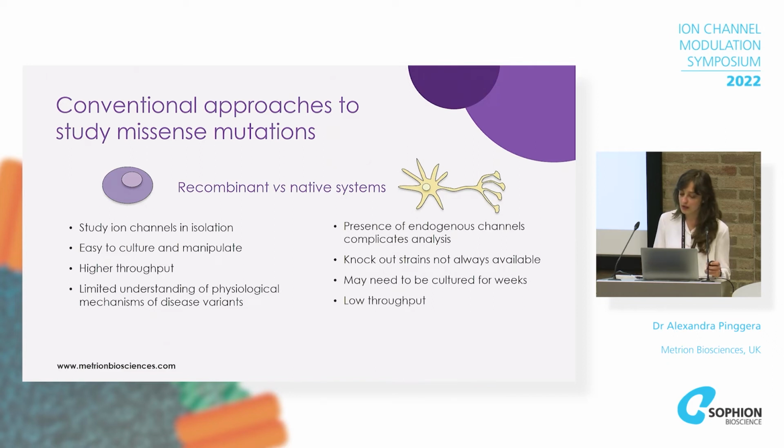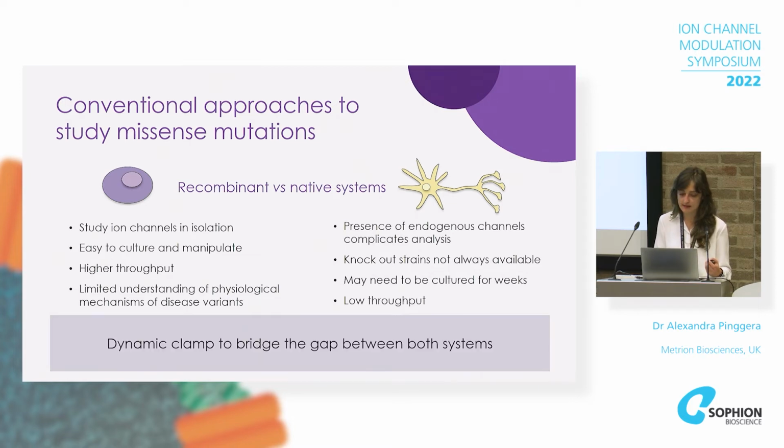Although neurons would be a better physiological model, they are technically a bit more challenging to work with. And what we really want is a better readout from our recombinant cells. That's why I want to show you in my next slides why we use dynamic clamp, to bridge the gap between these two systems and get a better idea of the physiological implications of such disease mutations.